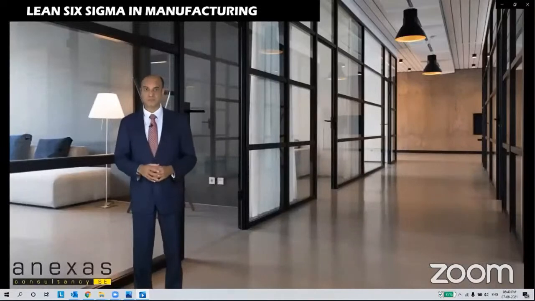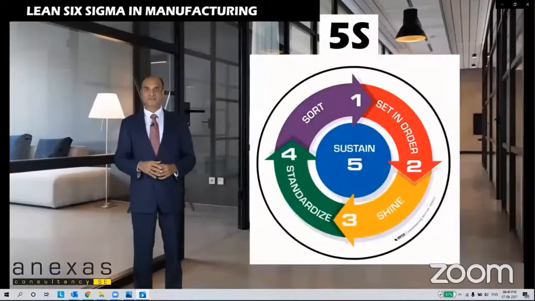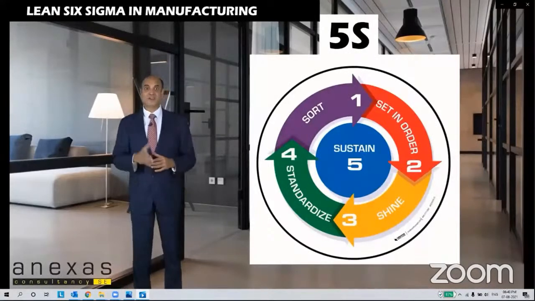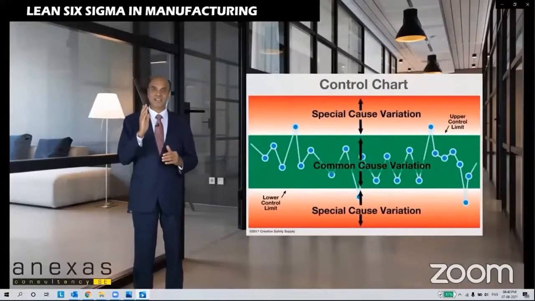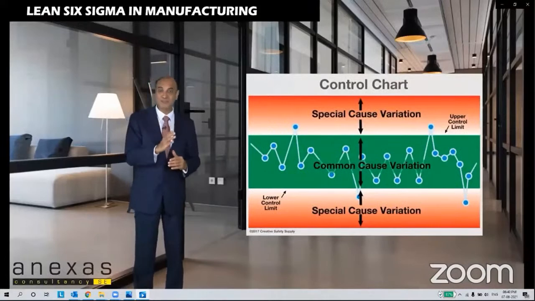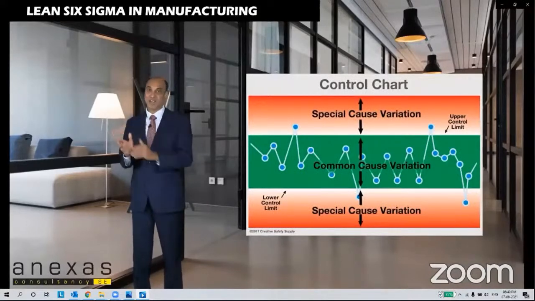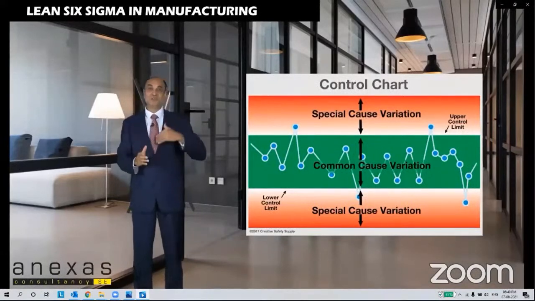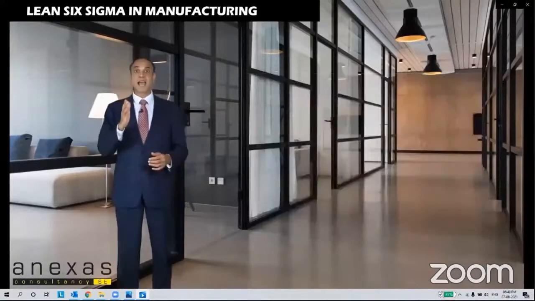Let us talk about a few. 5S. A well-organized workplace becomes important if you want to eliminate waste and reduce the errors. 5S is the way to do that. Control charts. By understanding the control charts, you can understand the difference between the common causes and special causes. For special causes, you take immediate action, and for common causes, you take long-term actions.